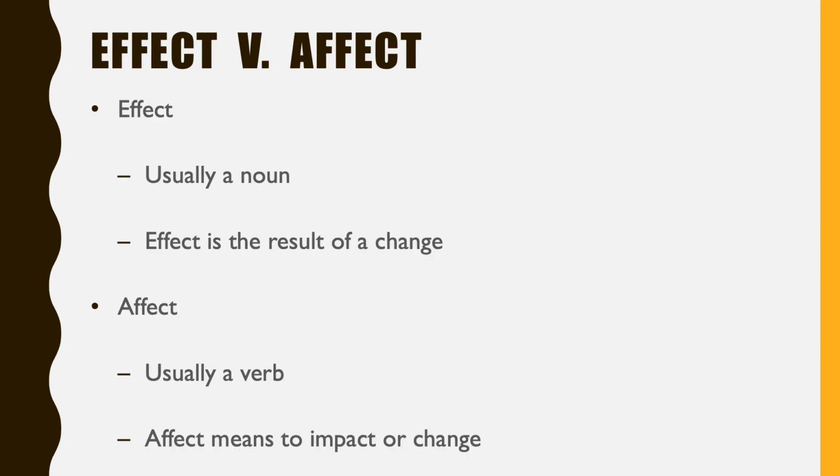Now this one tends to be a little bit trickier than among versus between. This is effect versus affect. And once again, because we don't enunciate them when we speak, we tend to use them interchangeably, but we should not do that. So we need to be more cognizant when we're writing to make sure we're using the appropriate word. Effect with an E is usually a noun. So effect is the result of a change. Affect, on the other hand, is usually a verb. Affect means to impact or to change.